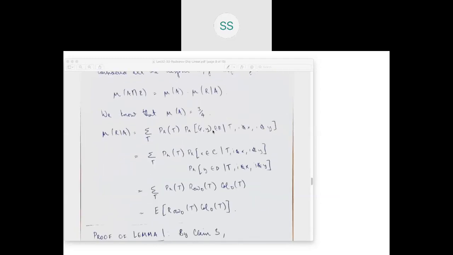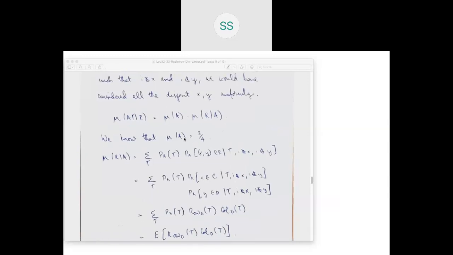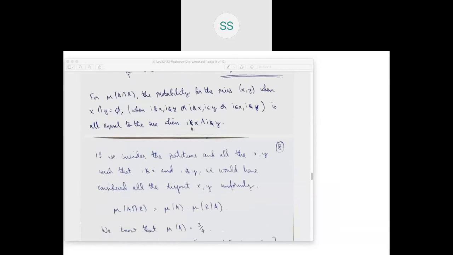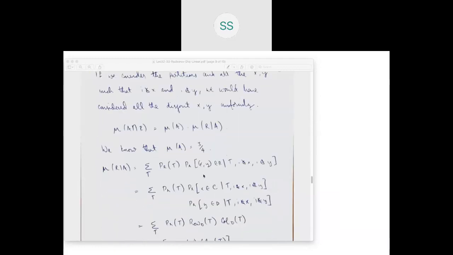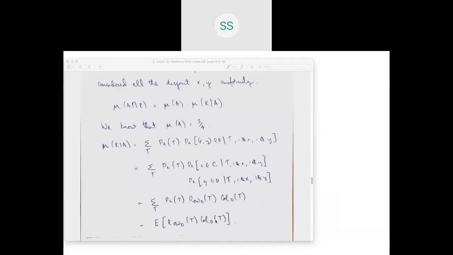We can again, by the same argument, say it is independent, because once we fix T, it is independent of X. So we can split this, and we can drop the I not in Y from the condition here and the I not in X from the condition here. So what we have left is row 0T and column 0T, which is the expectation of row 0T and column 0T. And together with mu A, we get the required bound that mu of A intersection R is 3/4 times the expectation of row 0T and column 0T.